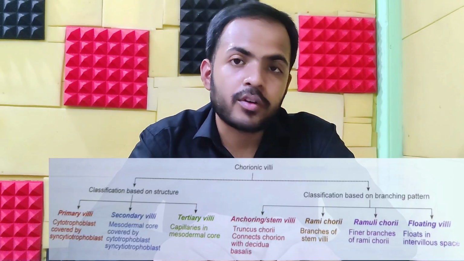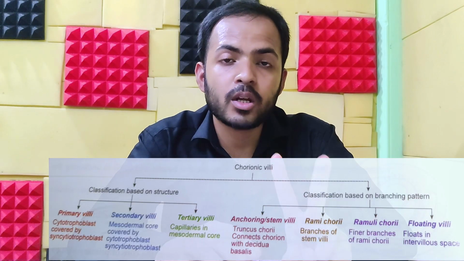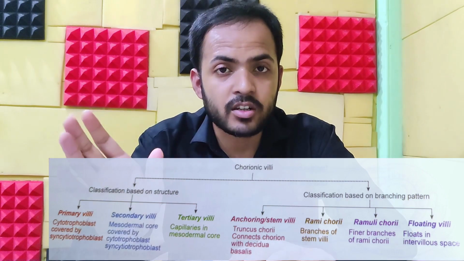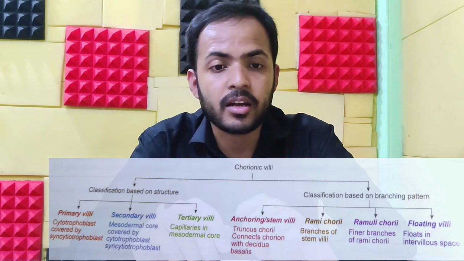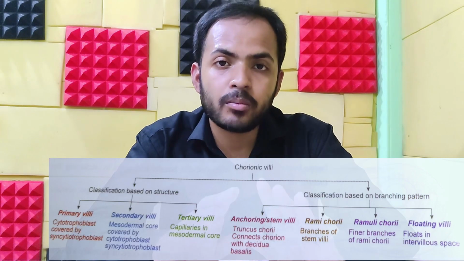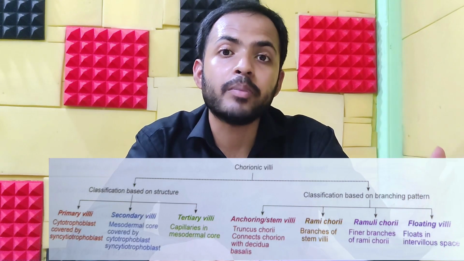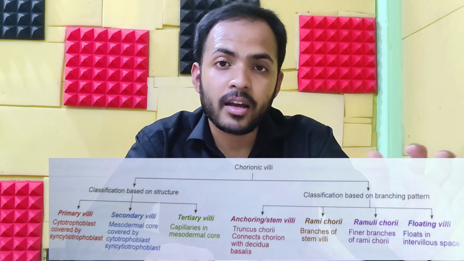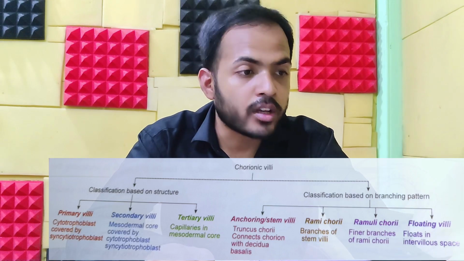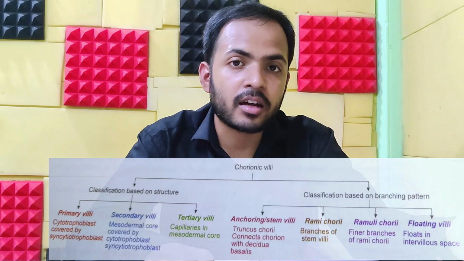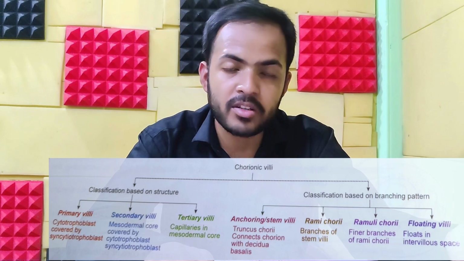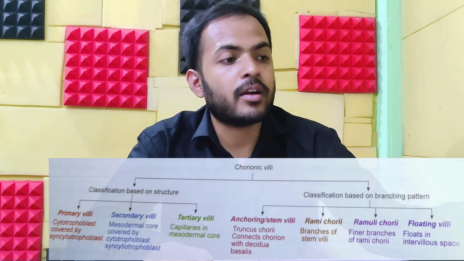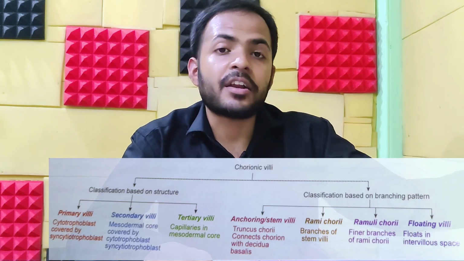Now the capillaries of the mesodermal core ultimately form the tertiary villi. Look at this chart: the chorionic villi have a classification based on the structure of the villi. You can see the primary villi, secondary villi, tertiary villi. And the chorionic villi have another separate classification based on their branching pattern. One is floating villi, which float in the intervillous space. Then anchoring villi, truncus chorii, which ultimately connects the chorion and decidua basalis. Then you're going to find rami chorii, and lastly ramuli chorii.